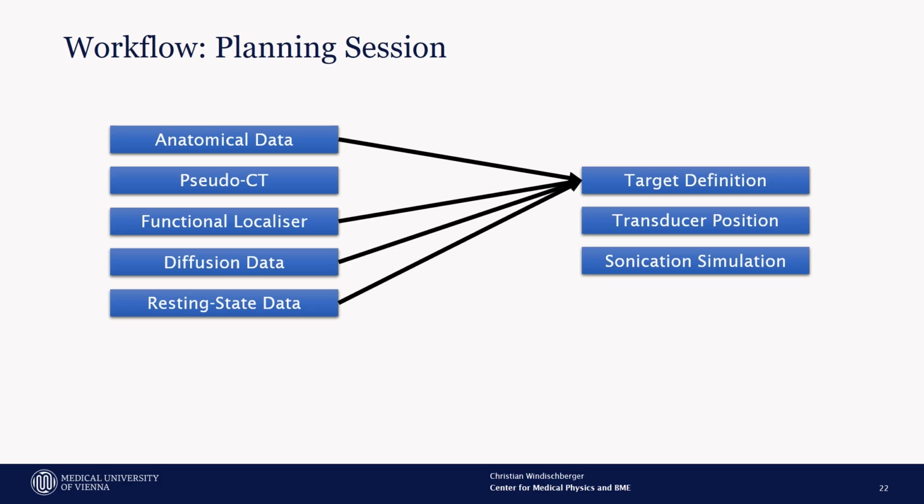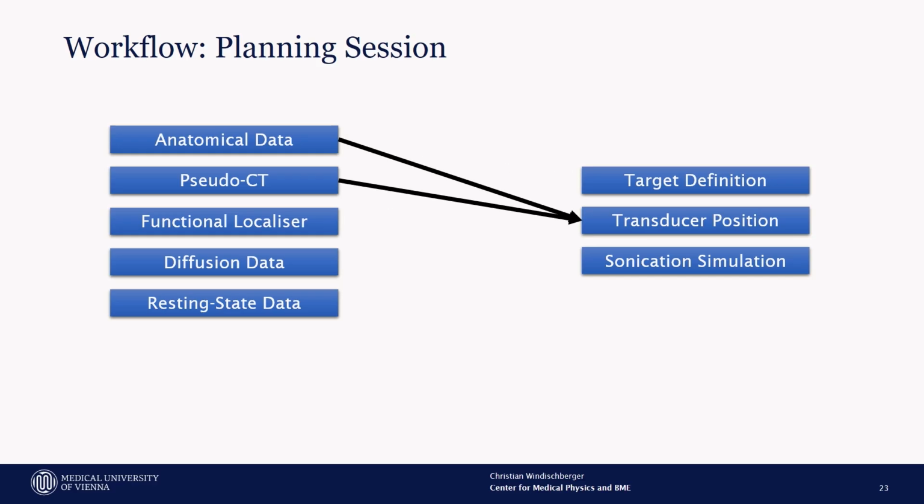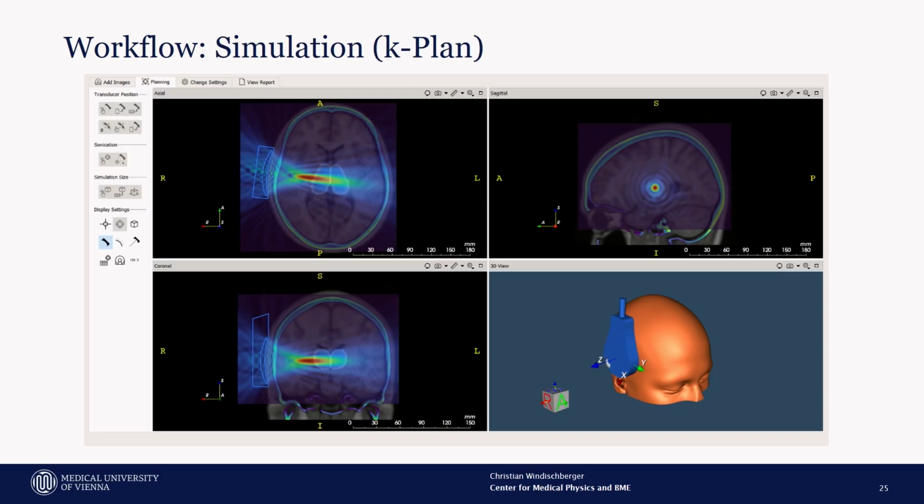For target definition, we need the anatomical data and any localizers, functional, DTI or resting state, that we might want to have. In order to get the best transducer position, you need to be sure that you are able to put the transducer there, so we need the anatomical data and the CT. And for the sonication simulation, again, we need anatomy and the pseudo-CT data.